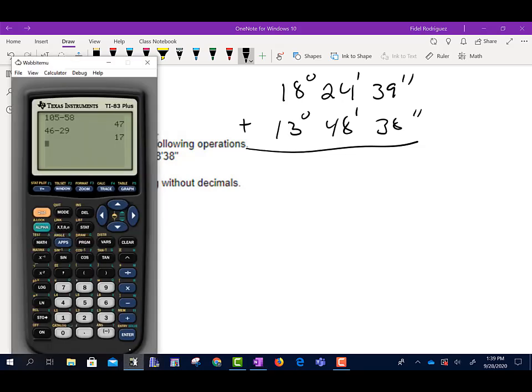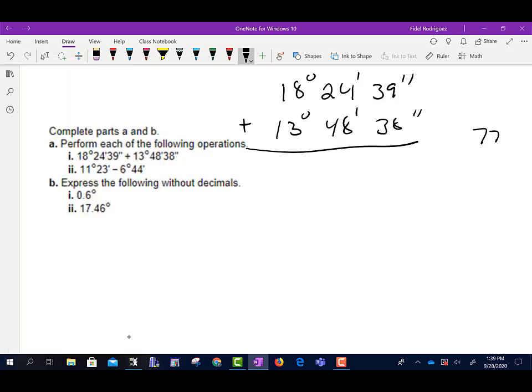So let me grab my calculator right here. What's 39 plus 38? 39 plus 38 is 77, right? 77 seconds, okay? But guys, isn't 77 seconds the same thing as 1 minute and 17 seconds? So I'm going to keep that 17 right here, and I'm going to carry my 1 over here.